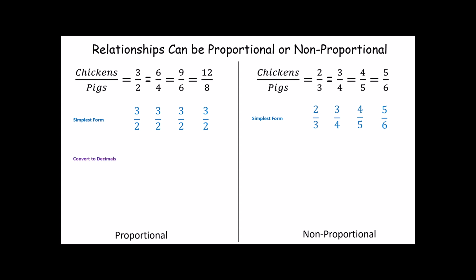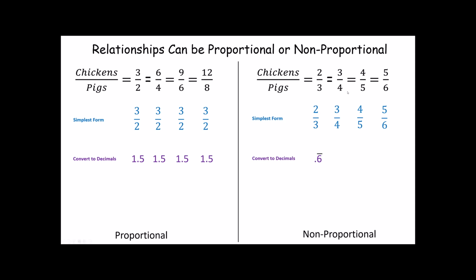Method number two, we could convert all of these into decimals. 3/2 over on the left is 1.5. 6/4 is 1.5. 9/6 is 1.5, and 12/8 is 1.5. When we put them in decimal form, they all must match, just like when they were fractions in simplest form. Over here on the right, 2/3 as a decimal is 0.6 repeating.